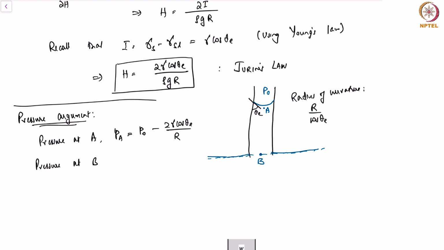now would be the same as P0, because this point B is at the same level as the level outside the capillary tube on either side of the capillary tube. Now we also have to recognize that the pressure at B is P0, and the pressure difference between A and B is now purely hydrostatic, right?